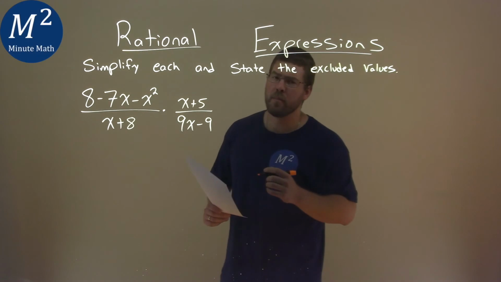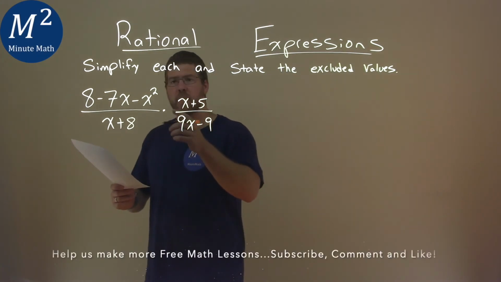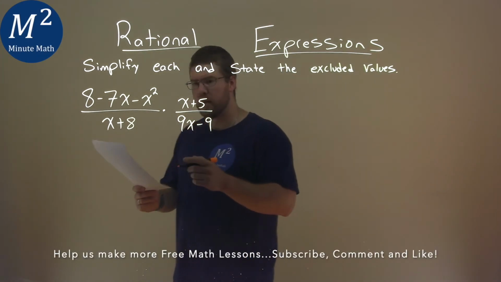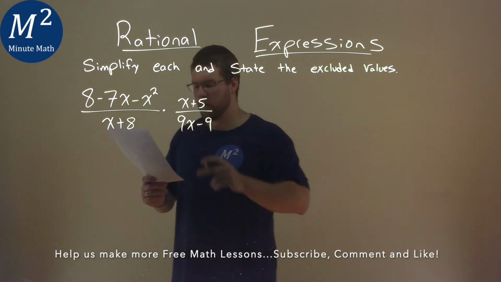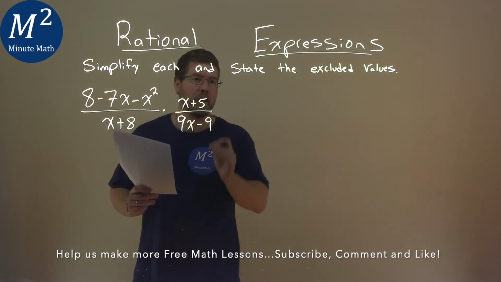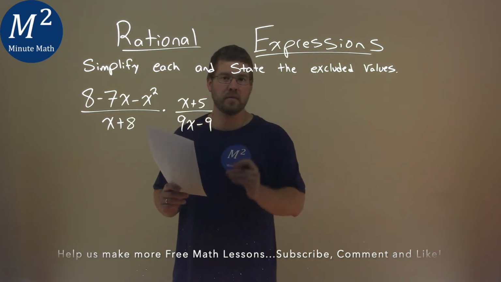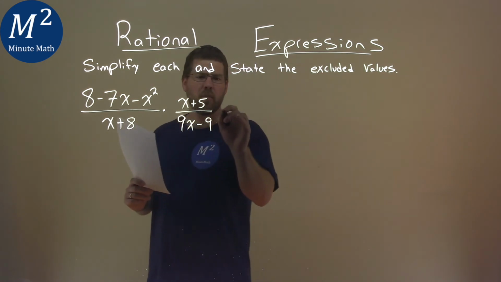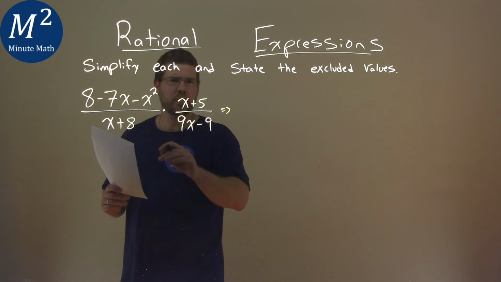We're given this problem right here, 8 minus 7x minus x squared over x plus 8 times x plus 5 over 9x minus 9. And we have to simplify this and state the excluded values. Well, let's go simplify this first.